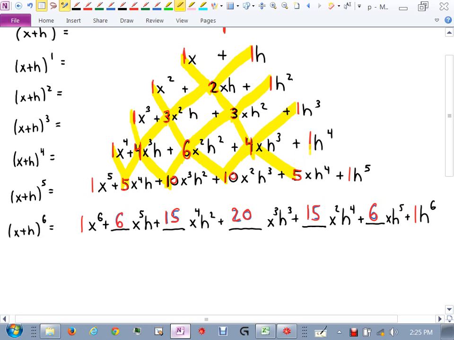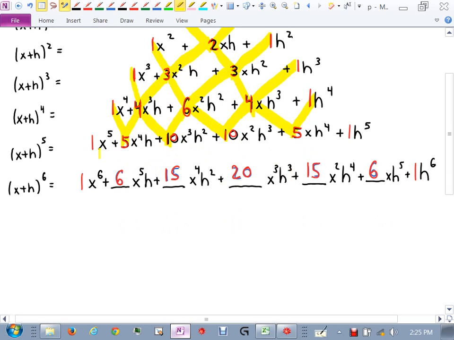4 and 6. 4 and 1. So this 1 and 5 gave me the 6. 5 and 10 gave me 15. 10 and 10 gave me 20. 10 and 5 gave me 15. And 5 and 1 gave me 6.